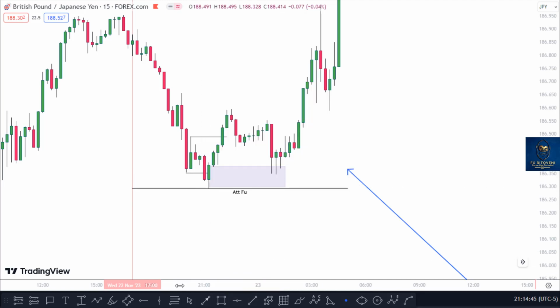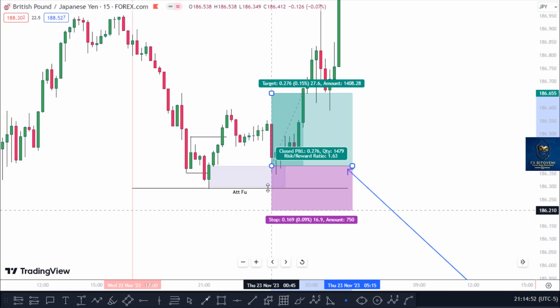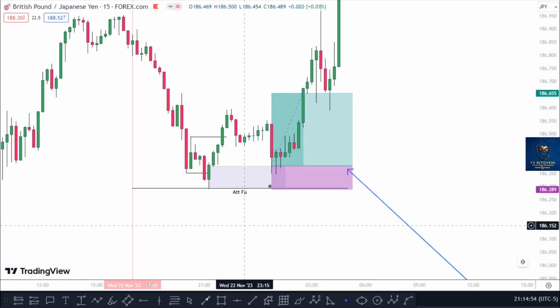Market is coming back to this level. Then you do what? You go long here. Simple and easy. 80 pips of stop loss.